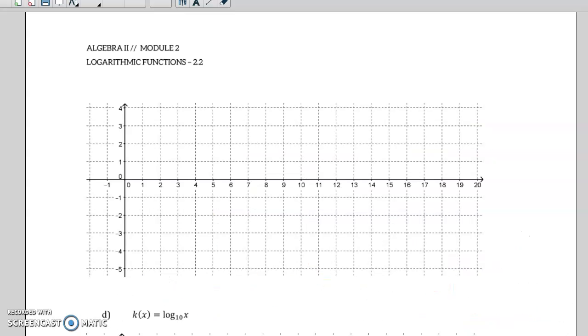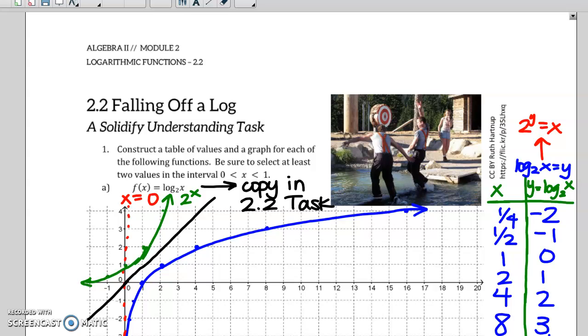The sub should give you the 2.2 ready, set, go as well. We will have a little bit more work time when I'm back tomorrow. Good luck today.